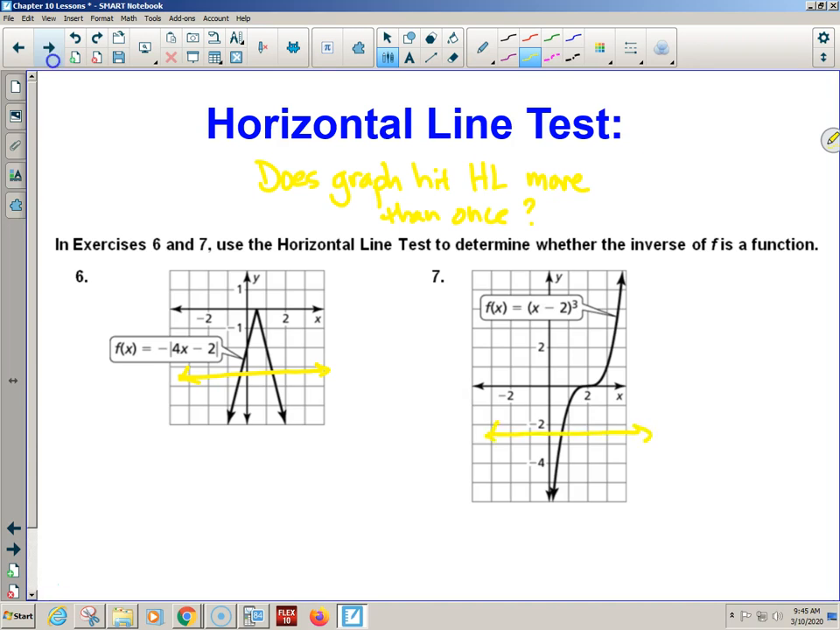So question, hold on 1 second as you get ready to leave class. Does this one hit more than once? Yeah, it does. It hits twice, right? So this one fails. Does this one hit more than once? No, it only hits once. This one passes. That's it. It's as easy as that. Just ask yourself, does it hit a horizontal line more than once? If so, it's a no-go. If it doesn't, it passes.